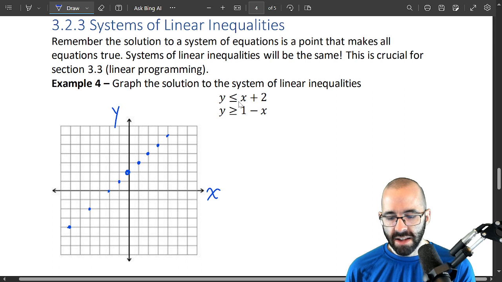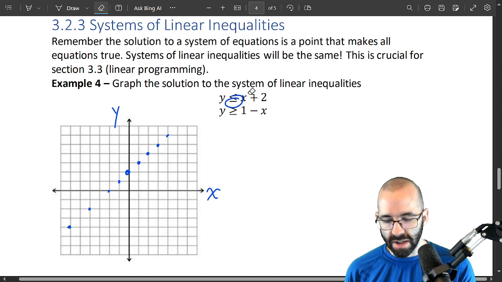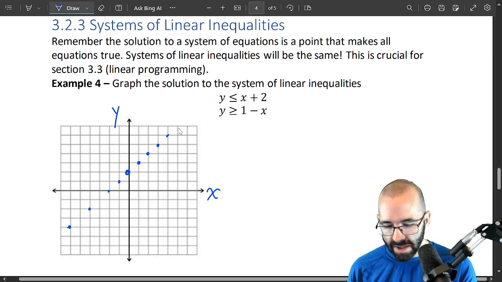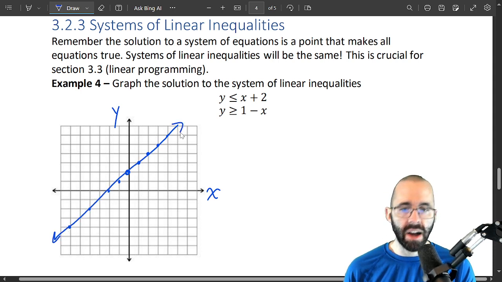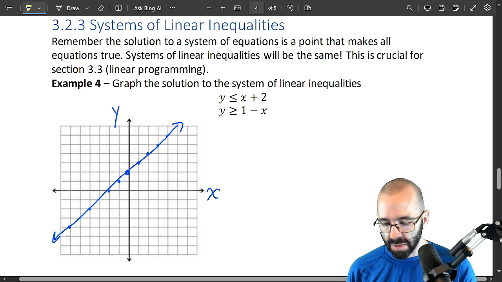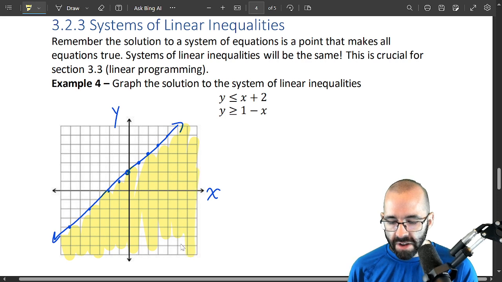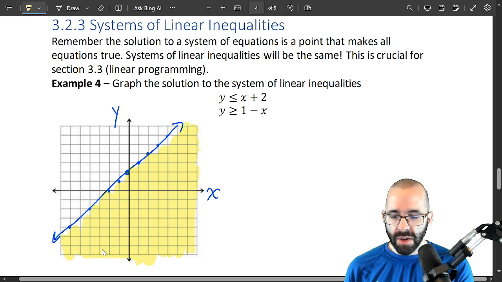And then it's less than or equal to, so it'll be a solid line. We don't have to do any dashed lines here. And then we're looking at everything under the line because it's y is less than or equal to. So these are all the points that satisfy our first inequality.